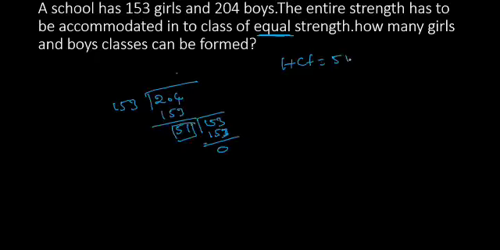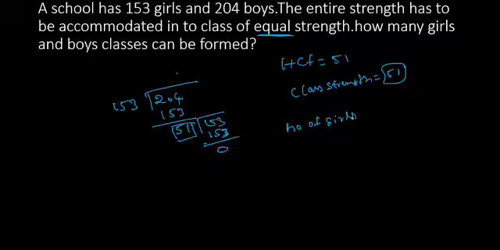If the HCF is 51, that is nothing but the class strength. So the strength of one class is actually 51. Now what does the question say? How many girls and boys classes can be formed? The number of girls classes is the strength of the girls, 153, divided by the class strength, 51. So you will get 3 girls classes.